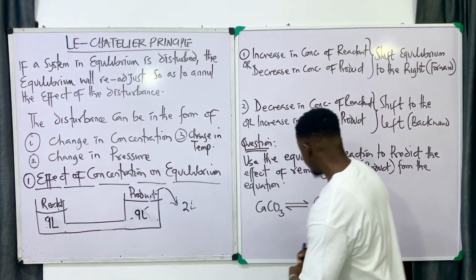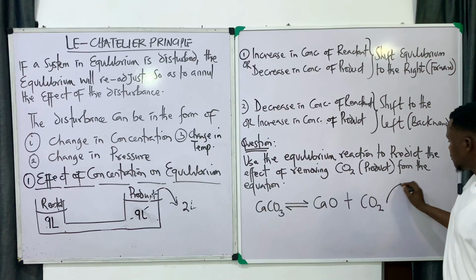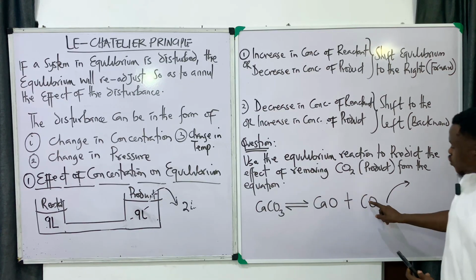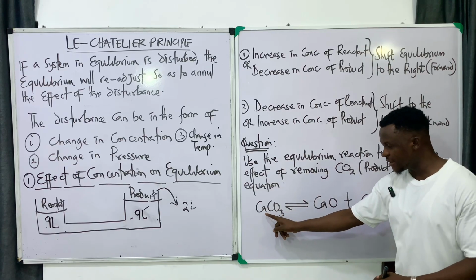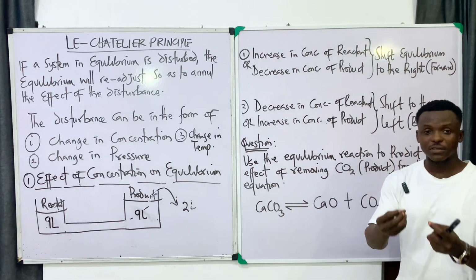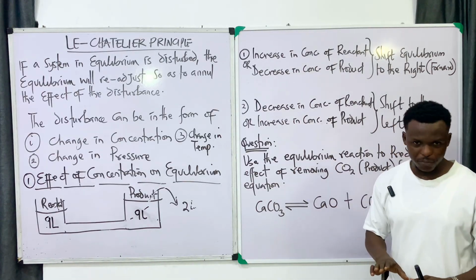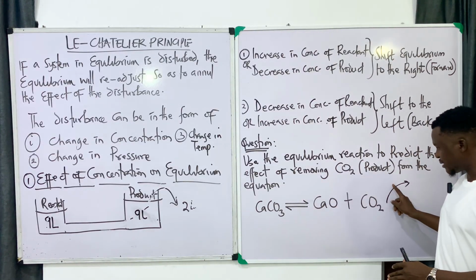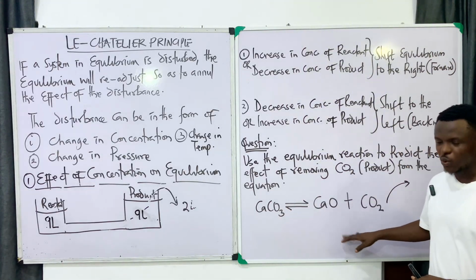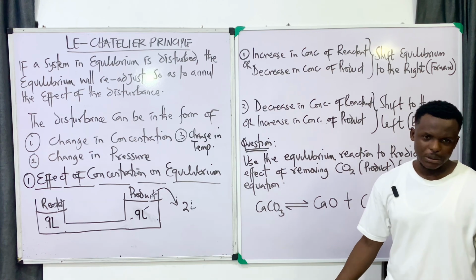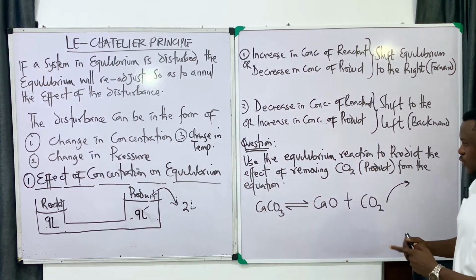So here, removing the product, once you remove this product, this calcium carbonate will be forced to produce another CO2 to be able to maintain this equilibrium. The more you remove this, the more it releases CO2 until it is no longer able to produce CO2. So what will be the effect of removing CO2 here?